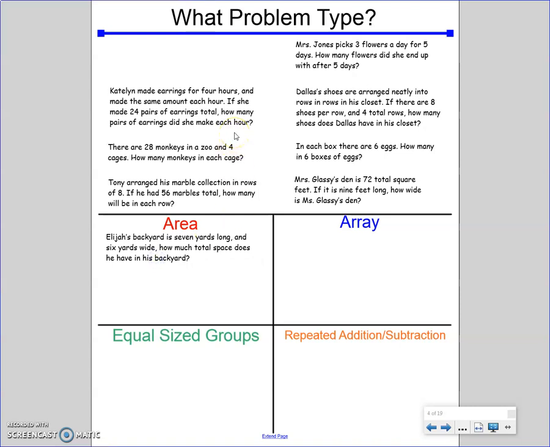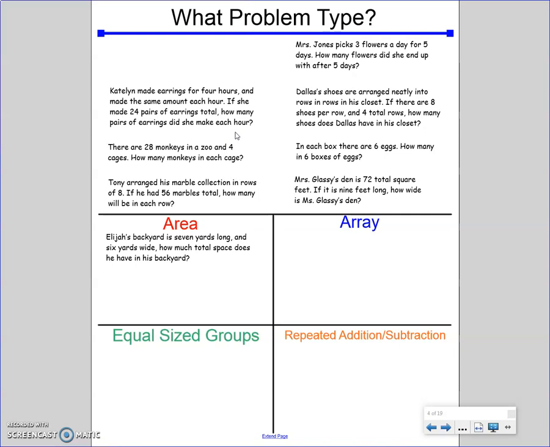Let's go ahead and take a look at this next one. Caitlin made earrings for 4 hours and then made the same amount each hour. If she made 24 pairs of earrings total, how many pairs of earrings did she make each hour? Ooh. In this problem, I'm hearing an action that's happening. Caitlin's making earrings, and she's making the same number of earrings each hour.